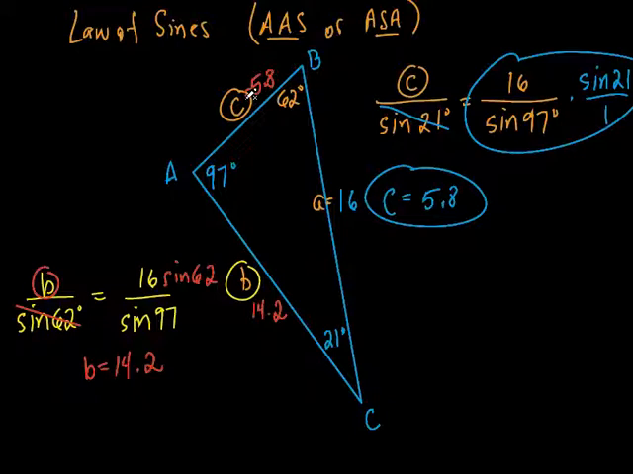Absolutely does. If you would have double checked it, and the biggest side was not opposite the biggest angle, you would have done something wrong. So it's a little bit of a check. It doesn't tell you exactly if you got it right or not, but it gives you a good idea if you got it right or not. So that's the law of sines.